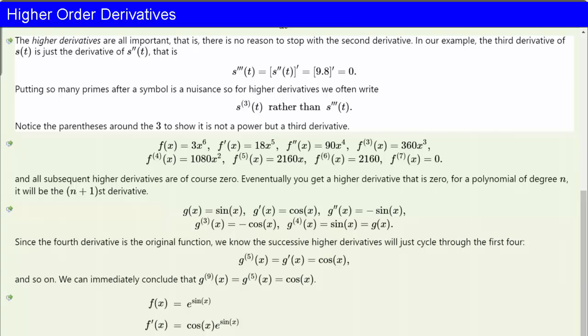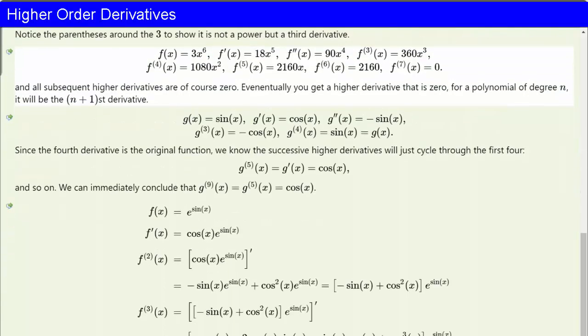In our example, the third derivative of s of t is just the derivative of s double prime. That is, s triple prime of t is the derivative of s double prime of t, which is the derivative of the constant 9.8, which is 0. Putting so many primes after a symbol is a nuisance, so for higher derivatives, we often write s with a superscript 3 in parentheses of t rather than s triple prime. Notice the parentheses around the 3 to show it is not a power, but a third derivative.